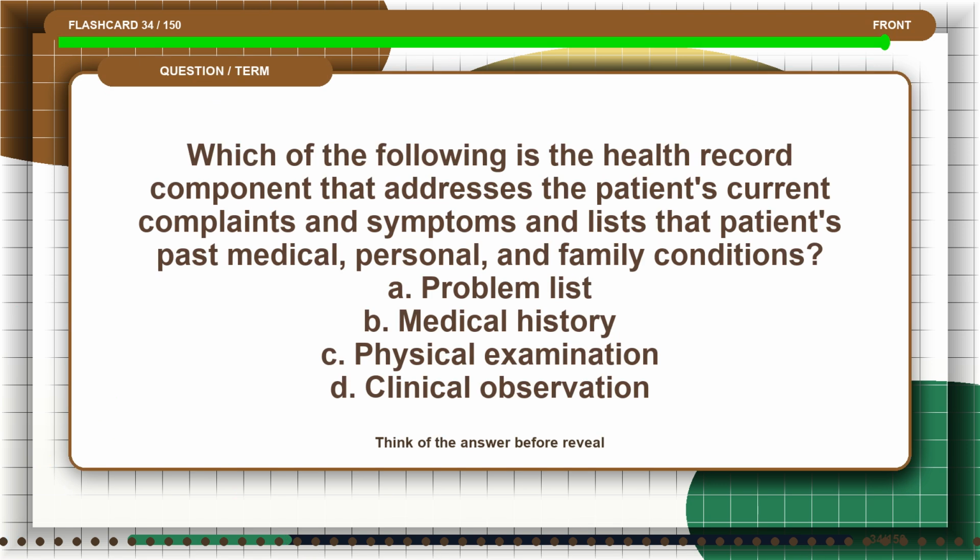Flashcard 34. Which of the following is the health record component that addresses the patient's current complaints and symptoms and lists that patient's past medical, personal, and family conditions? A. Problem list. B. Medical history. C. Physical examination. D. Clinical observation. Think of the answer before the reveal.